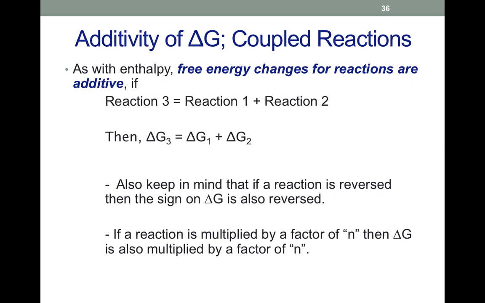For the free energy of reactions, if we want reaction 3 and we can find it for reaction 1 plus reaction 2, just like enthalpy, we can add those two together and get delta G. That's because this is a state function. Keep in mind, if we reverse the reaction, we have to reverse delta G. If we multiply by a factor, then we have to multiply by that factor for delta G, or divide. Same as enthalpy. So that takes care of it.